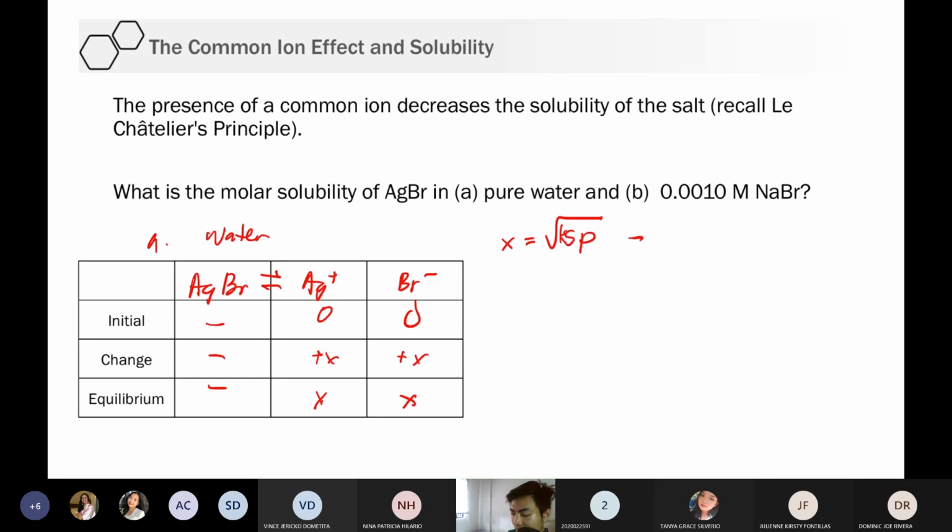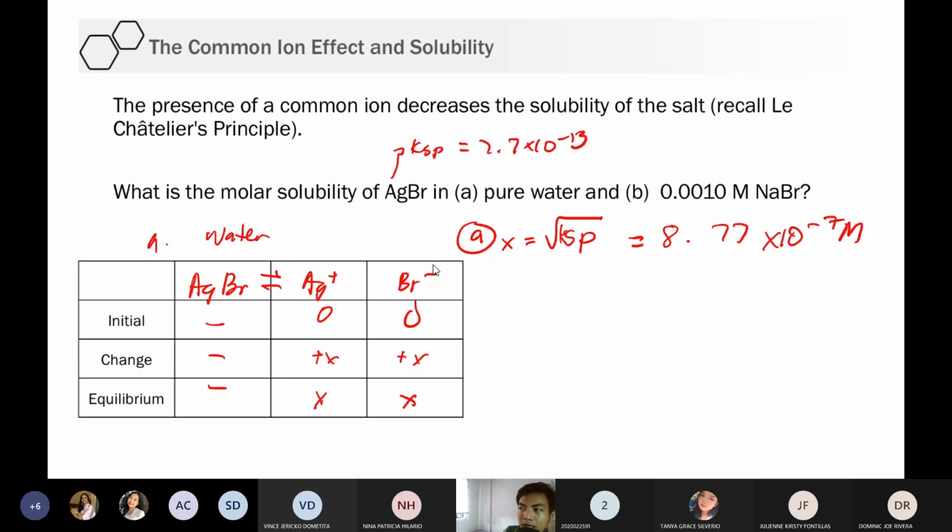Yun yung nasa table nung una, di ba? Ano ba yung KSP uli ng AgBr? Okay, so for AgBr, KSP is 7.7 times 10 raised to negative 13. So what will be the molar solubility of AgBr in water only? So that is the square root of 7.7 times 10 raised to negative 13. So that will be 8.77 times 10 raised to negative 7 molar. So in pure water, the solubility is 8.77 times 10 raised to negative 7 molar. Okay. So mababa pa rin, no? Pero mas bababa yan kapag may NaBr because of the common ion effect.